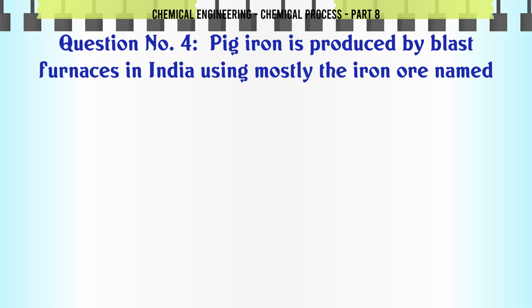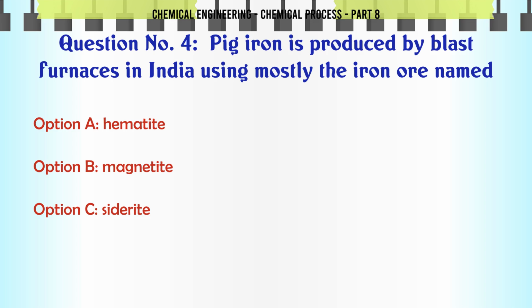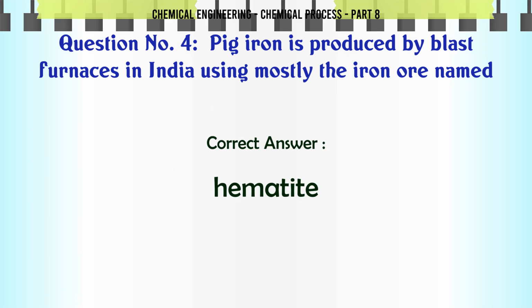Pig iron is produced by blast furnaces in India using mostly the iron ore named A. hematite, B. magnetite, C. siderite, D. chalcopyrite. The correct answer is hematite.